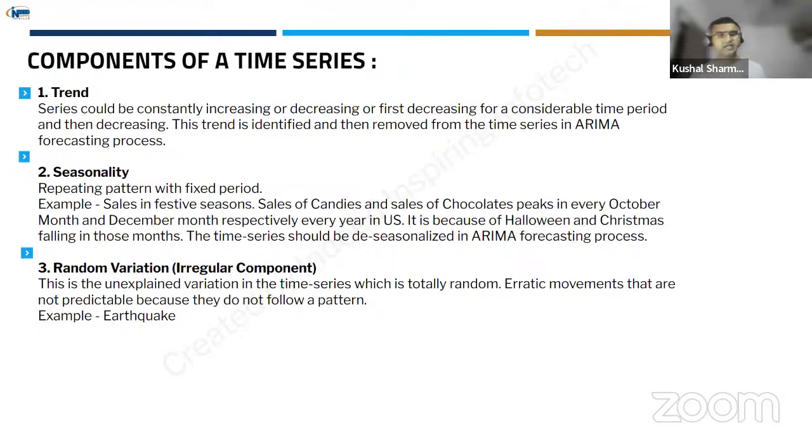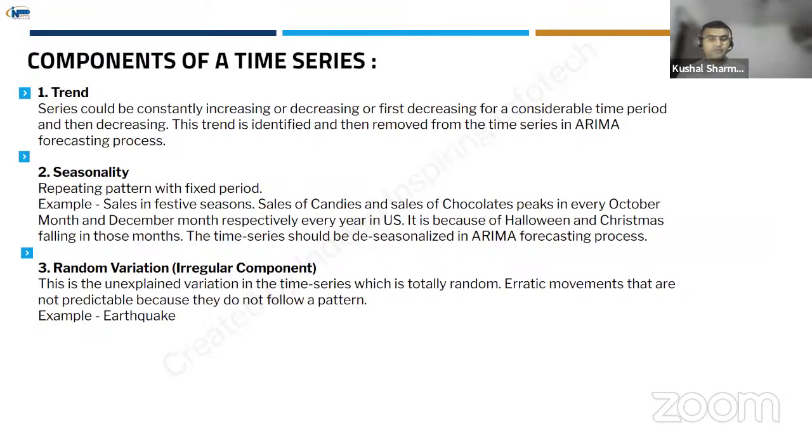A series could be constantly increasing or decreasing, or first decreasing for a considerable time period and then increasing. This constant decrease or constant increase is called trend. Trend is identified and then removed from the time series, because trend is a disturbing element, so it doesn't help us for prediction initially.